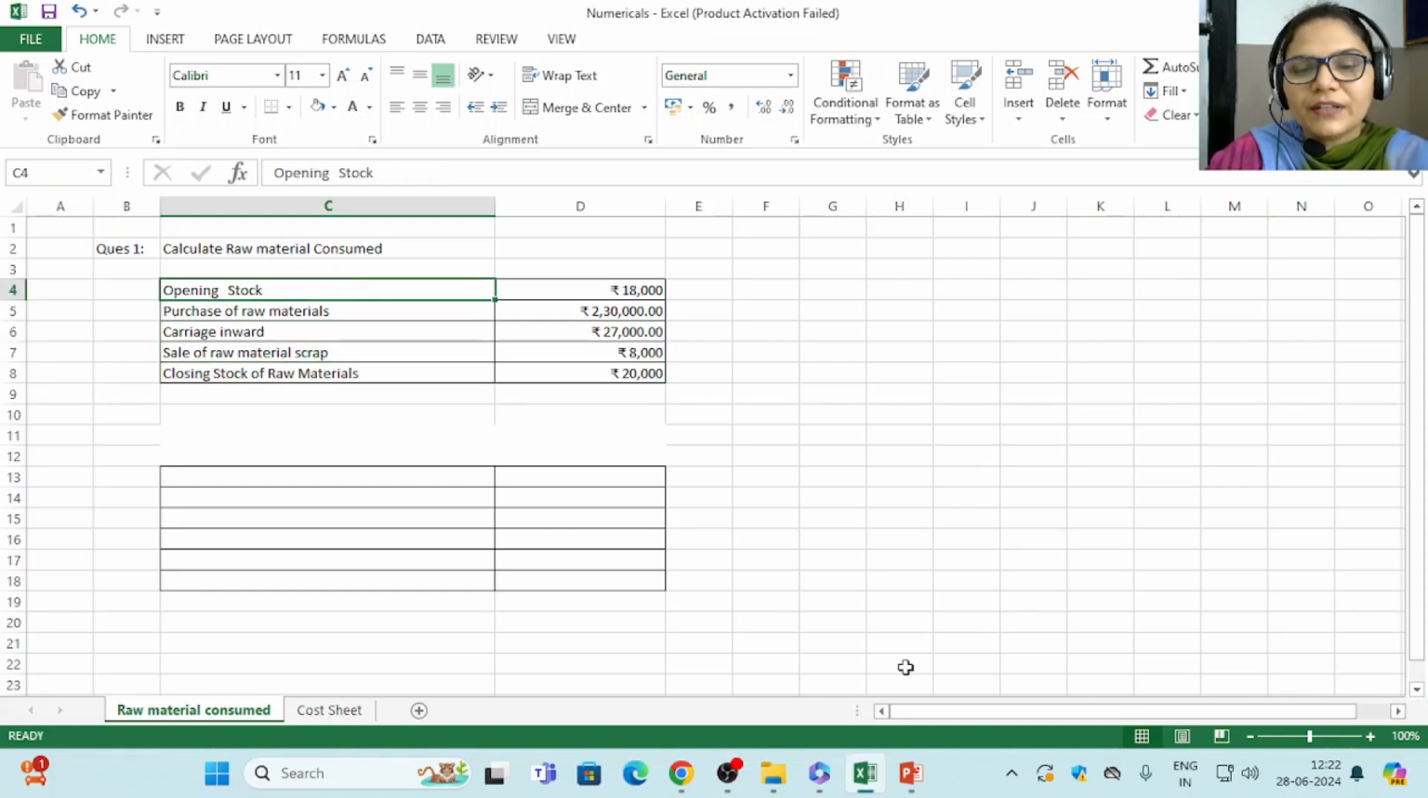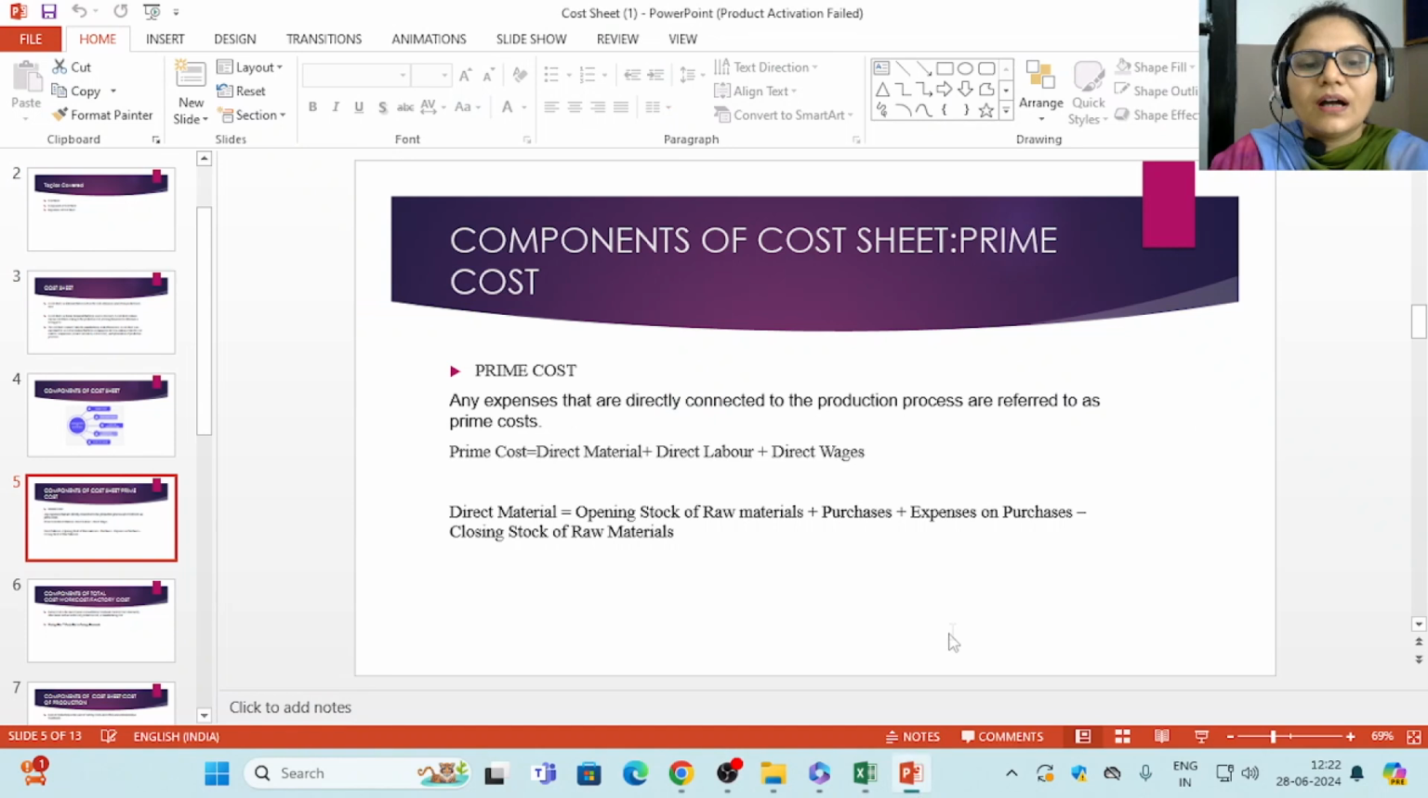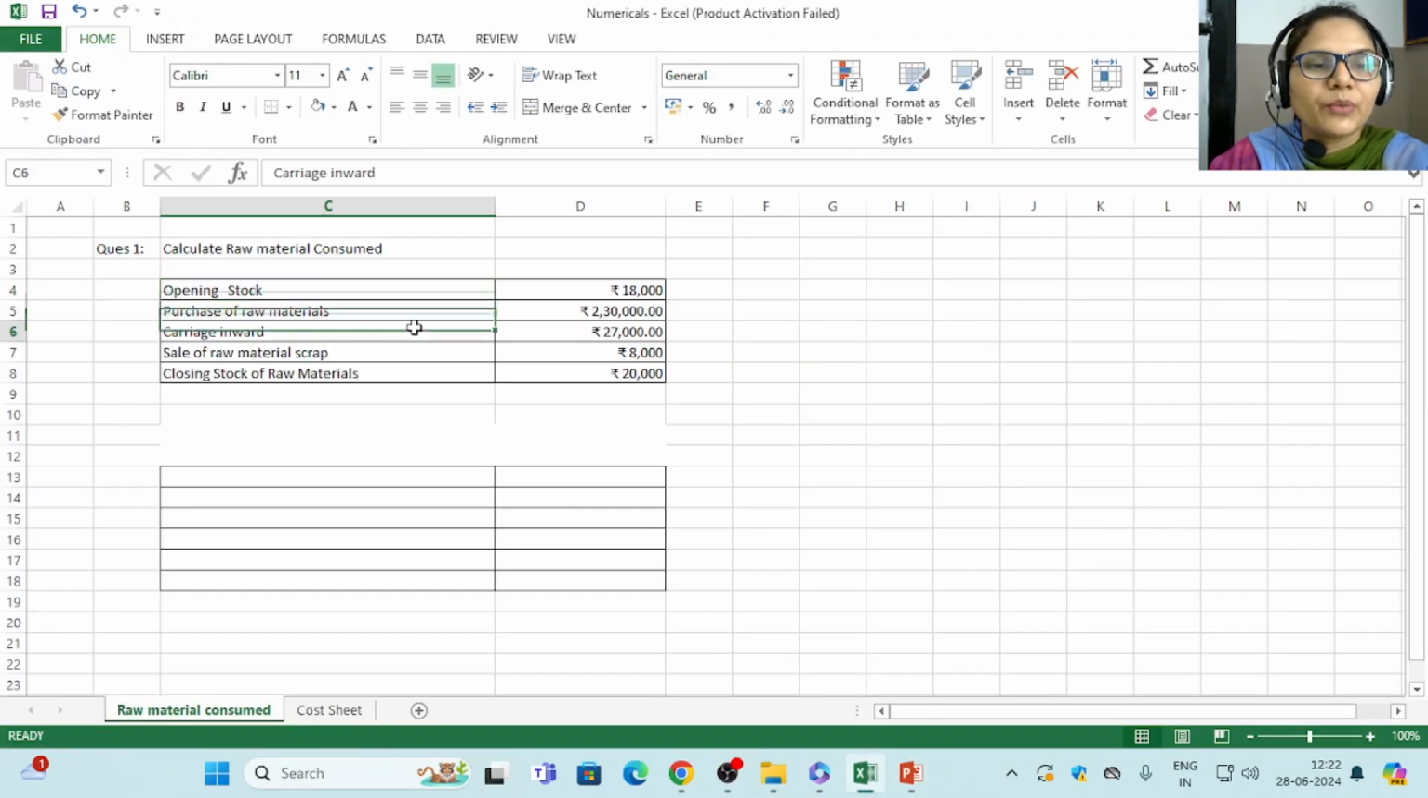Now going back to the previous session, I have told you that whenever you have to calculate the raw material consumed or direct material cost, you have to apply this formula. Direct material is equal to opening stock of raw material plus purchases plus expenses on purchases minus closing stock of raw material. So nothing different in this particular question also. We have been given all the values which can be easily applied in the given formula, and we will calculate the cost of raw material consumed.